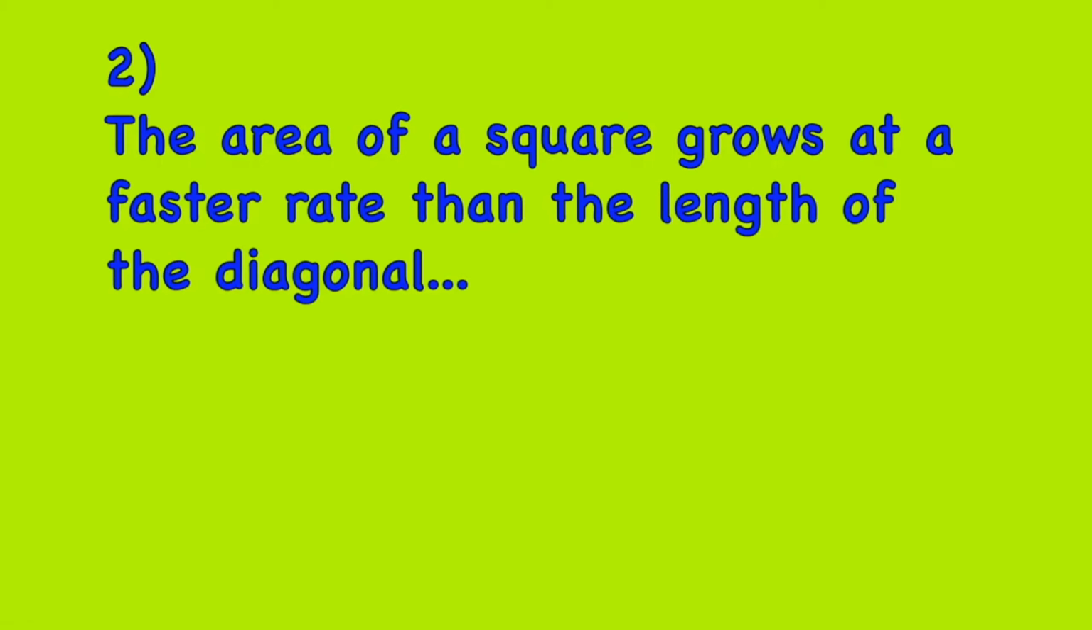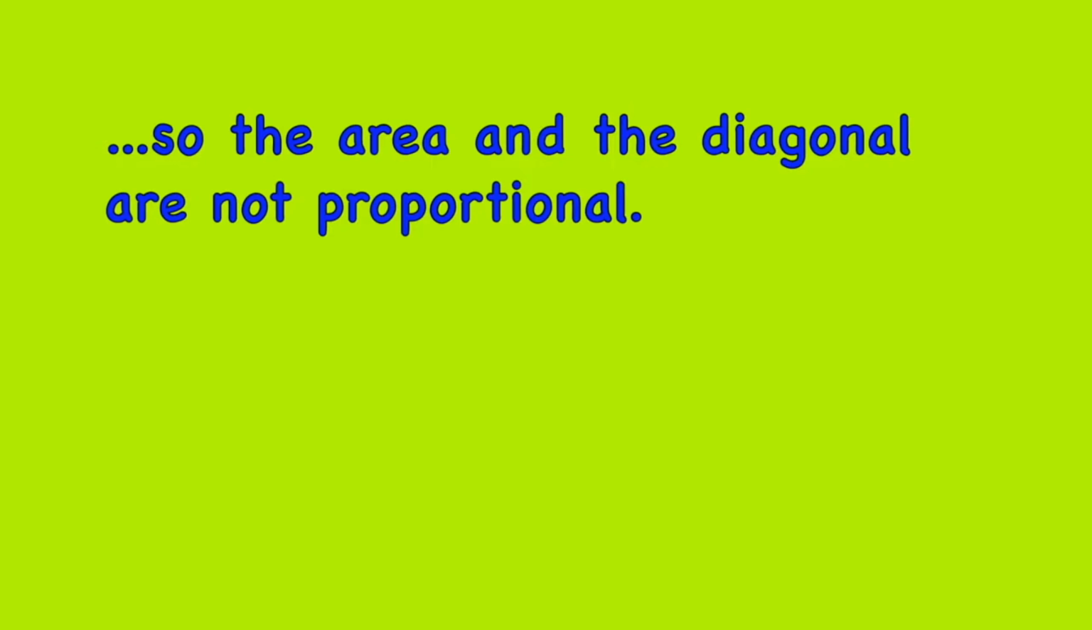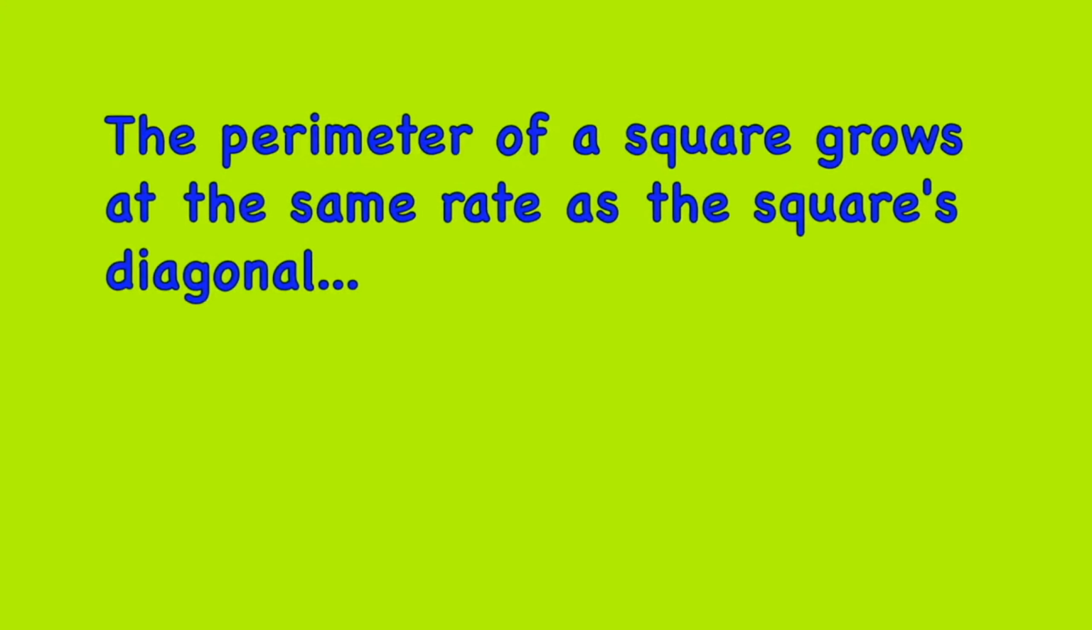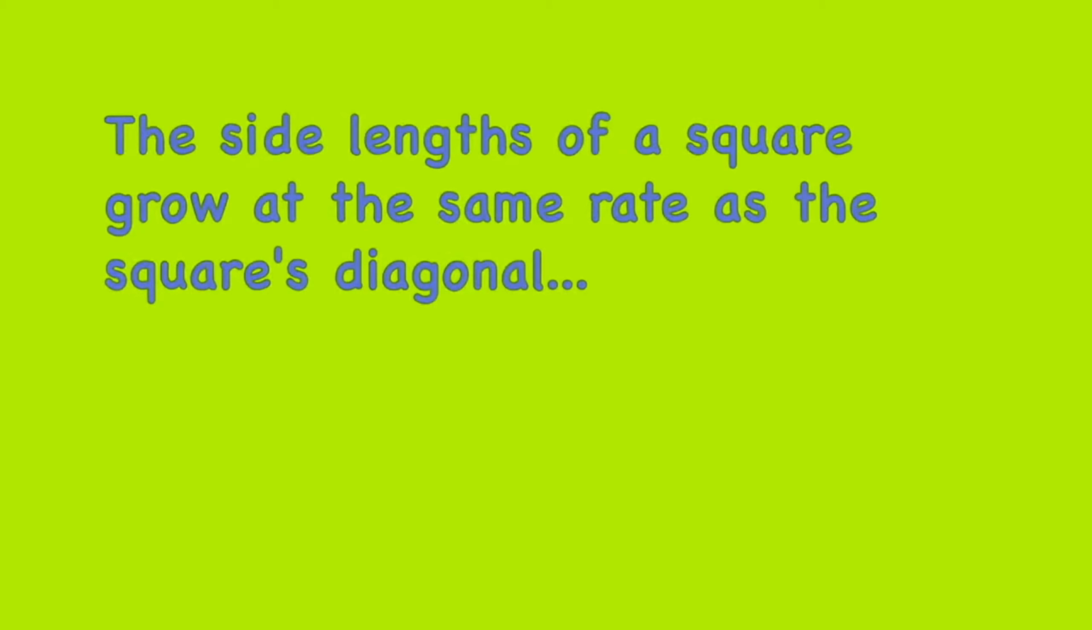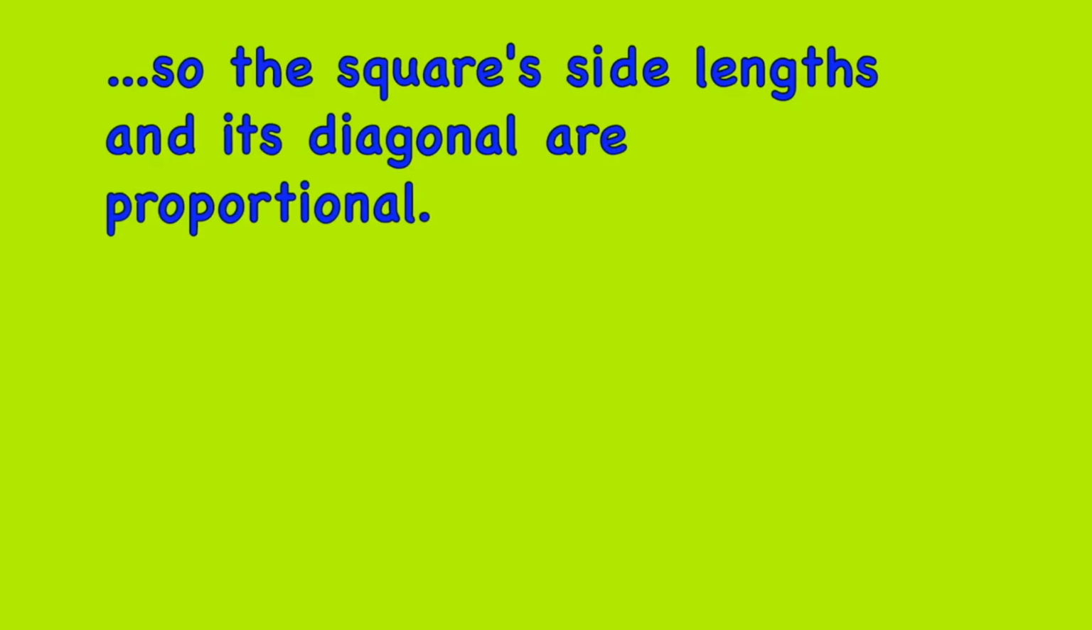Problem number 2. The area of a square grows at a faster rate than the length of the diagonal. So the area and the diagonal are not proportional. The perimeter of a square grows at the same rate as the square's diagonal. So the square's perimeter and its diagonal are proportional. The side lengths of a square grow at the same rate as the square's diagonal. So the square's side lengths and its diagonal are proportional.